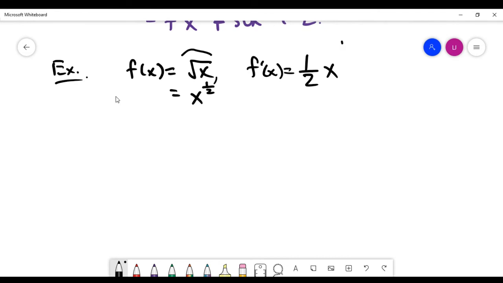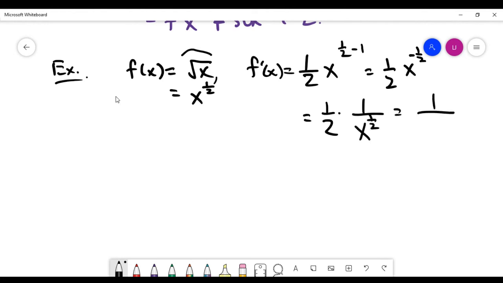Like you have to take half minus 1, right? Now, which means you have half times x to the power minus half. And if you are good with exponent manipulation, it's actually the same as half times 1 over x to the power half. Or you can say it's really the same as 1 over 2 times square root of x as the derivative of f, which is square root of x.